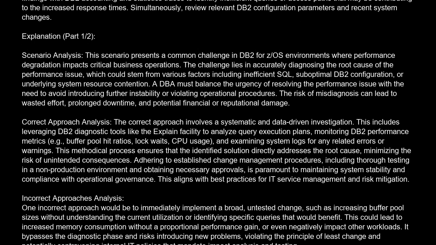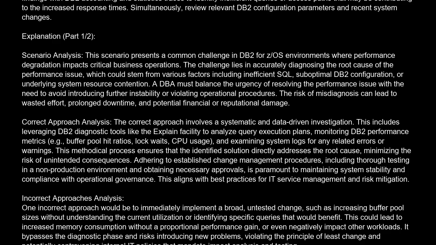The correct answer is C. Initiate a comprehensive analysis of the application's SQL statements using DB2 Explain Facility, correlating the findings with DB2 accounting and statistics traces to identify inefficient queries or access paths that may be contributing to the increased response times. Simultaneously, review relevant DB2 configuration parameters and recent system changes.